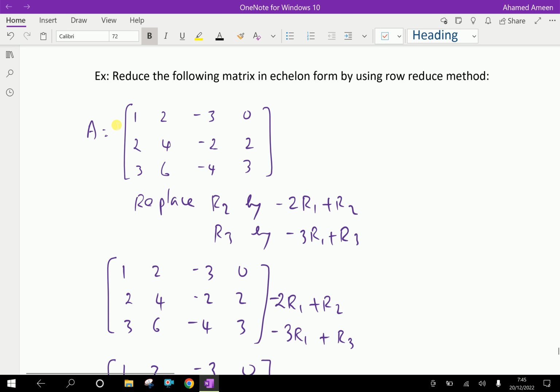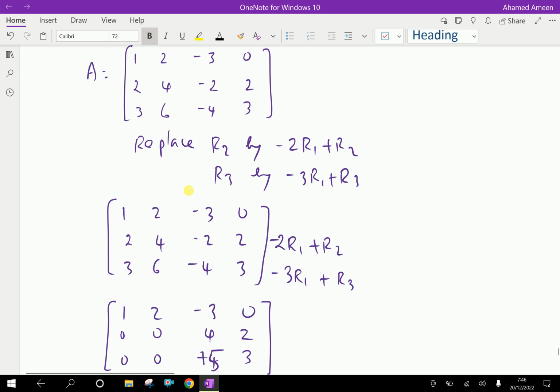Look at this first row, 1, 2, minus 3, 0, and look at the second row, 2, 4, minus 2, 1. Here, let this first entry, 1, be the pivot element. So you have to get zeros below the pivot element. For that, if you multiply row 1 with minus 2 and add with row 2, what happened? Replace R2 by minus 2R1 plus R2. That means I multiply the first row with minus 2 and add up with the second row. And another one, row 3 operation, R3 by minus 3R1 plus R3. If you multiply this row with minus 3 and add up with the third row, we'll get 0 here also.